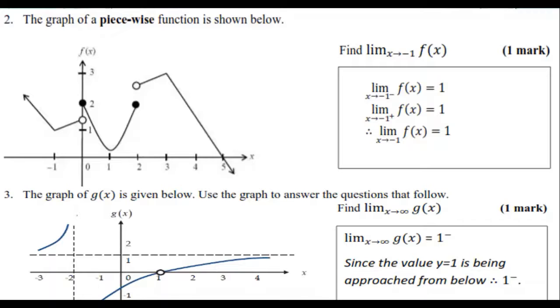So what we have done is looked from this side. We have approached from the negative side. When you come from this side, you follow this graph, and you will get the y value of positive 1. So that's why we have written here that the answer will be 1 from the negative side.